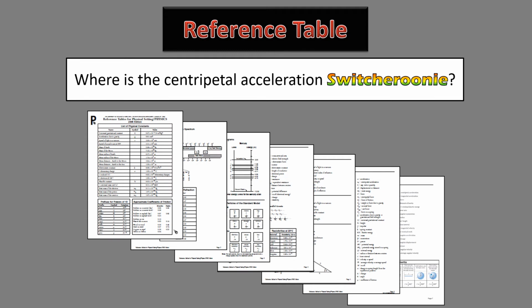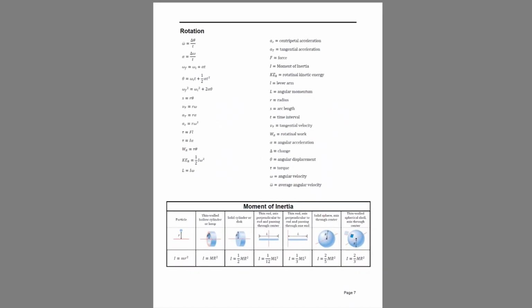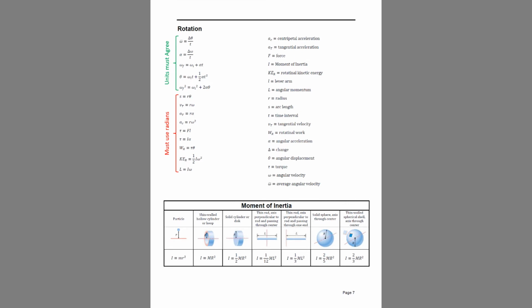Where is this handy switcheroonie for centripetal acceleration on the reference table? It's located right here in the section where it says it has to be in radians. So we need omega to be in radians per second in order to use this formula.